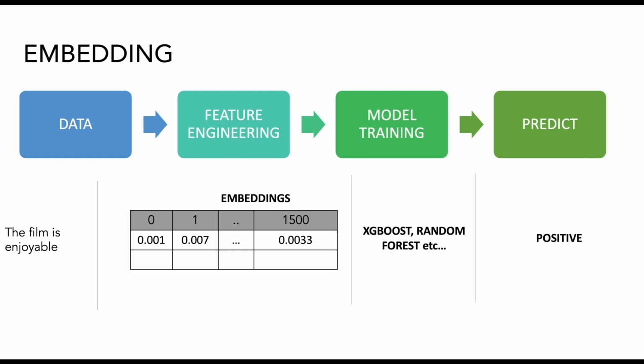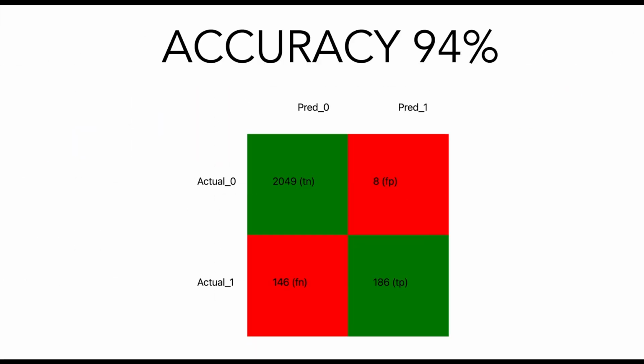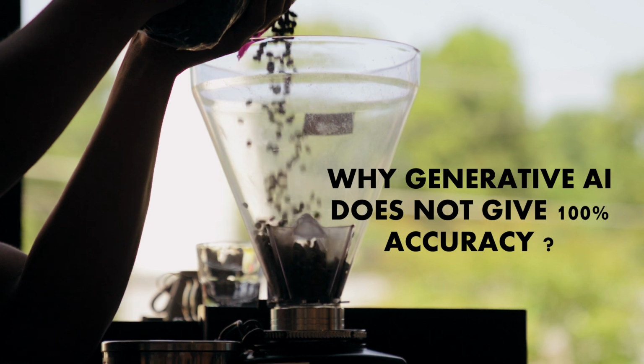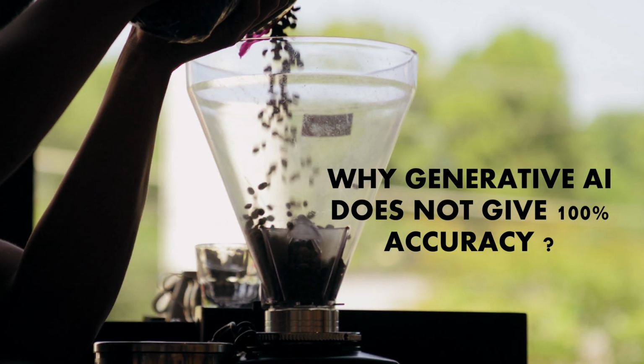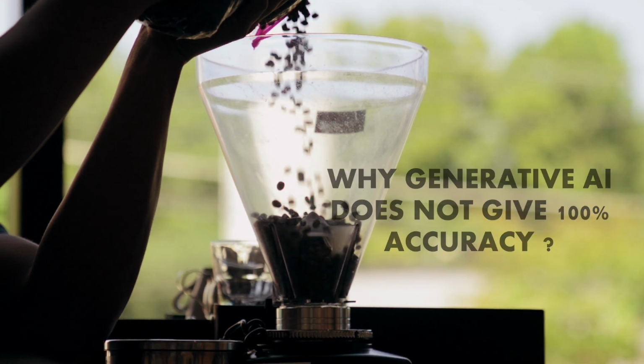In this approach for feature engineering, we will use embeddings, which are basically the numerical representation of text, given by the OpenAI GPT large language model. Then based on these embeddings, we can use classical machine learning algorithms such as XGBoost for model training. And then we can use this model to give the prediction of the text. I've compared the actual review with the predicted review, and I get an accuracy close to 94%, which is very impressive. Now, even though we are getting great results, why does the generative AI approach not give 100% accuracy?